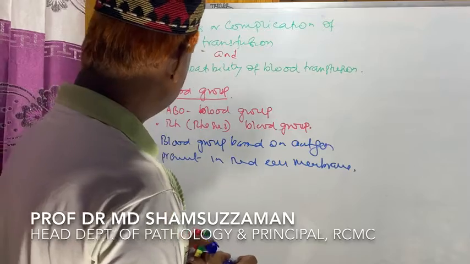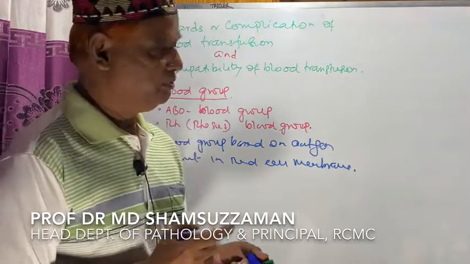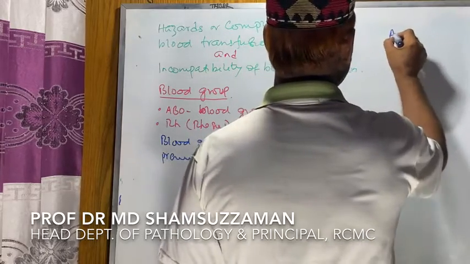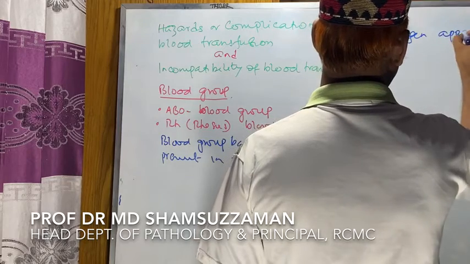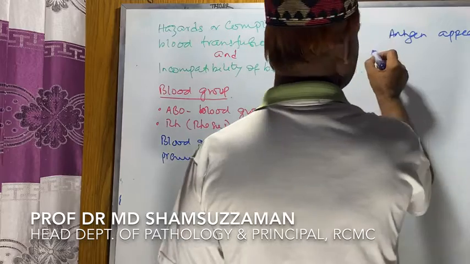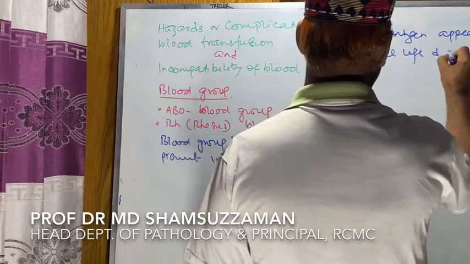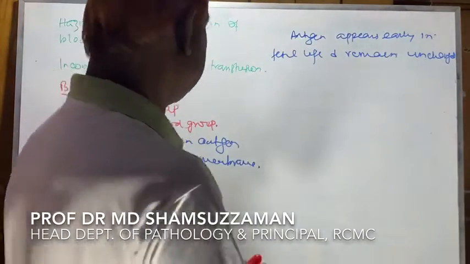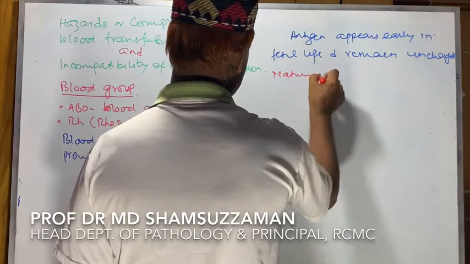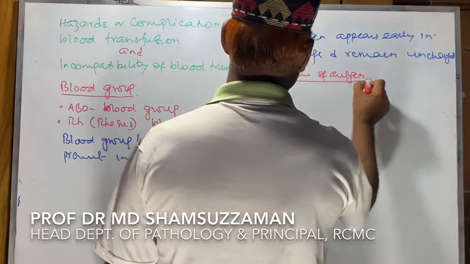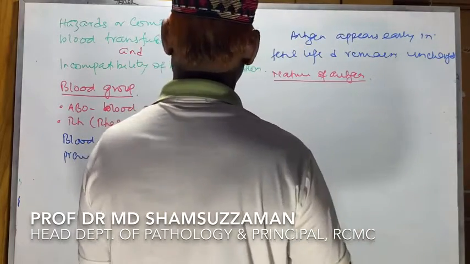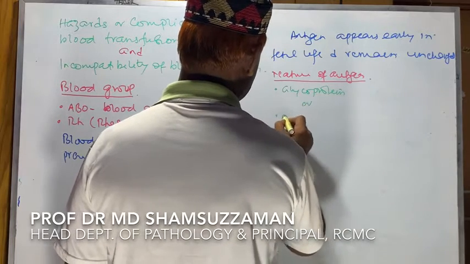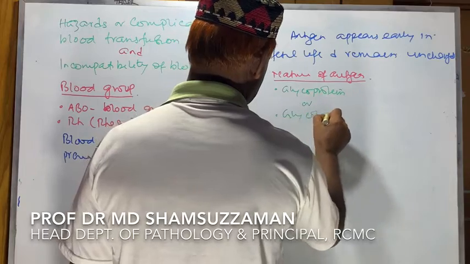The antigen appears early in fetal life and remains unchanged. Nature of antigen: it is glycoprotein or glycolipid in nature.